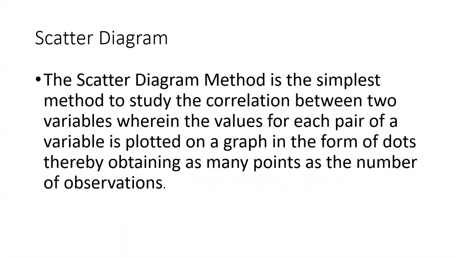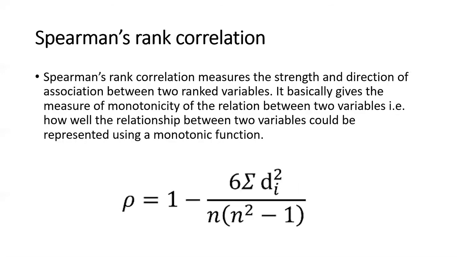So scatter diagram means, let's study them one by one. The scatter diagram method is the simplest method to study the correlation between two variables, wherein the values of each pair of a variable are placed in a graph in the form of dots, thereby obtaining as many points as the number of observations. Here we plot a graph and try to study the correlation between the variables. It is a graphical method. Here we plot points and try to study the correlation. So this was all about scatter diagram.